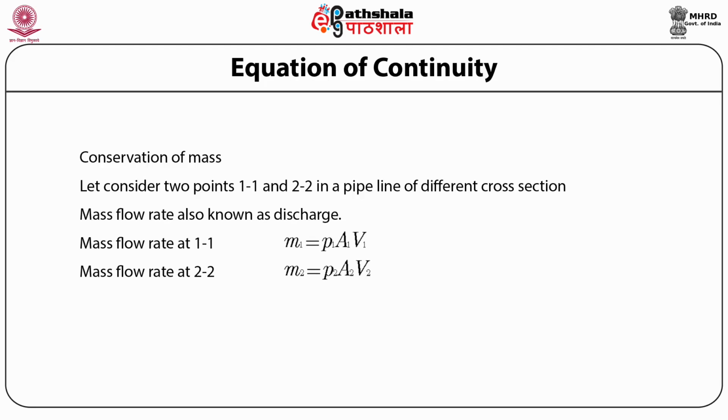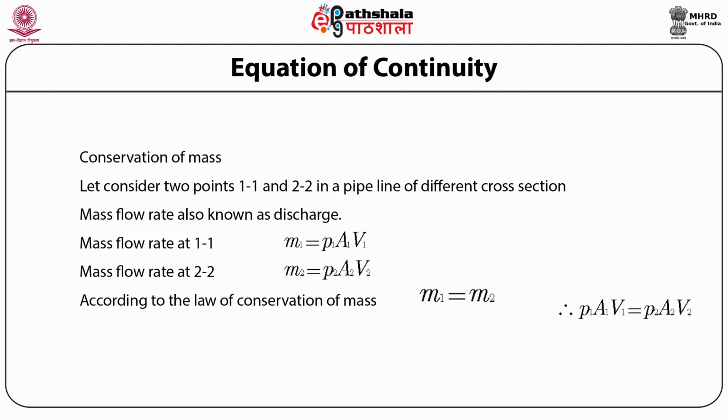The mass flow rate is the product of density, cross-sectional area and velocity. According to the conservation law, the mass flow into the pipe through the left side must be equal to the mass coming out from the pipe at the right hand side. That means M1 must be equal to M2. And what is M1? M1 is nothing but rho 1 A1 V1, and M2 is nothing but rho 2 A2 V2. So rho 1 A1 V1 must be equal to rho 2 A2 V2 according to the conservation law.